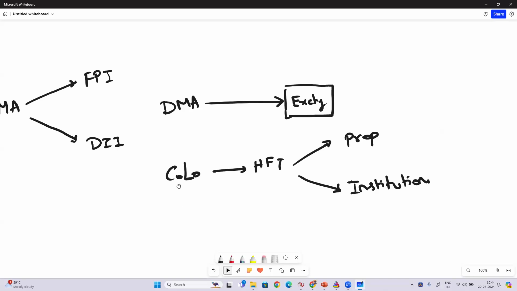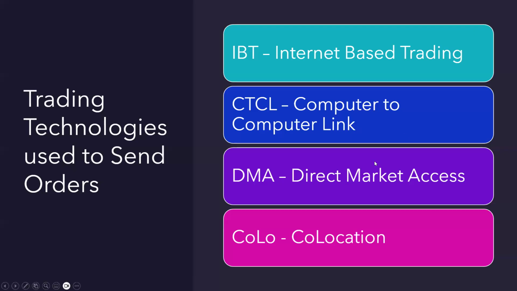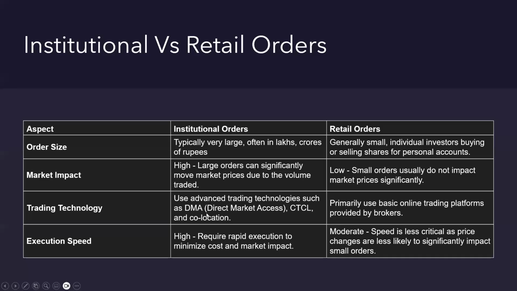Anyways, we're not going to cover deeper into colo over here. So these are the ways various orders are routed by various market participants. Now coming back to the topic, these are the ways orders are sent.